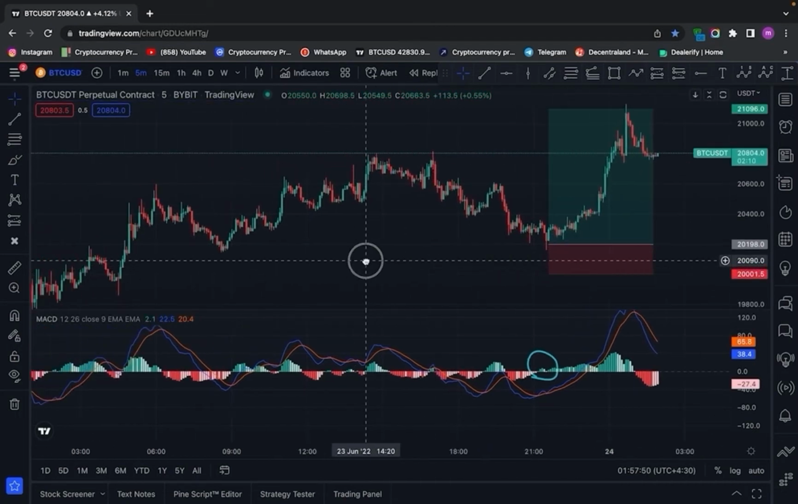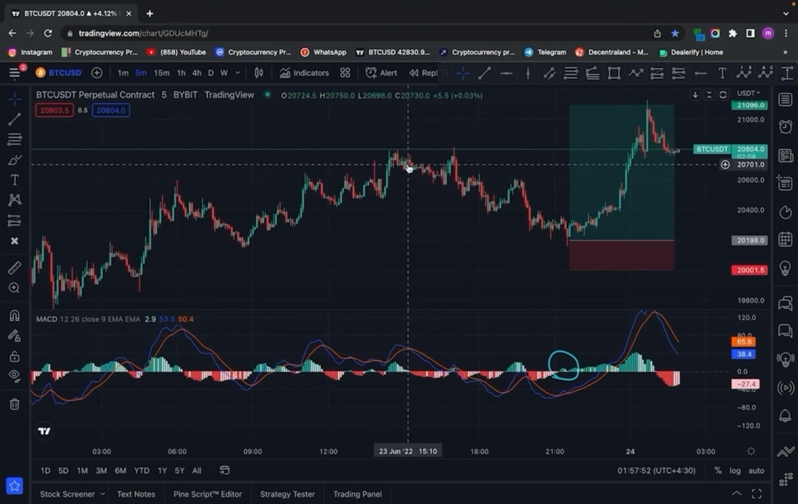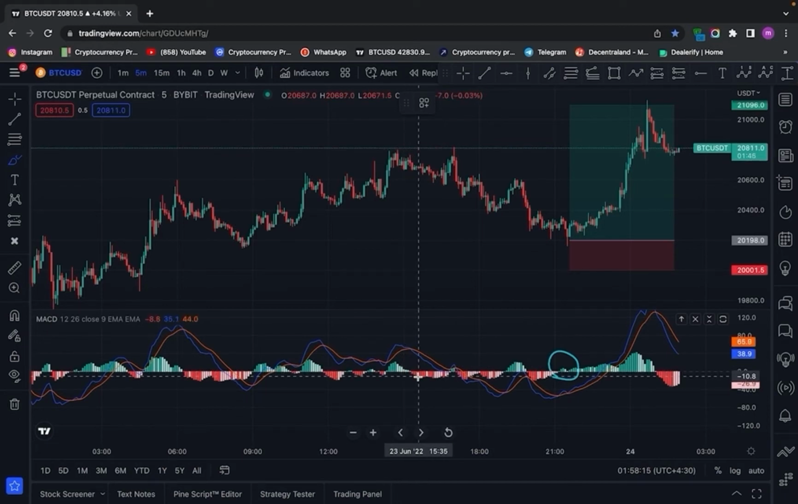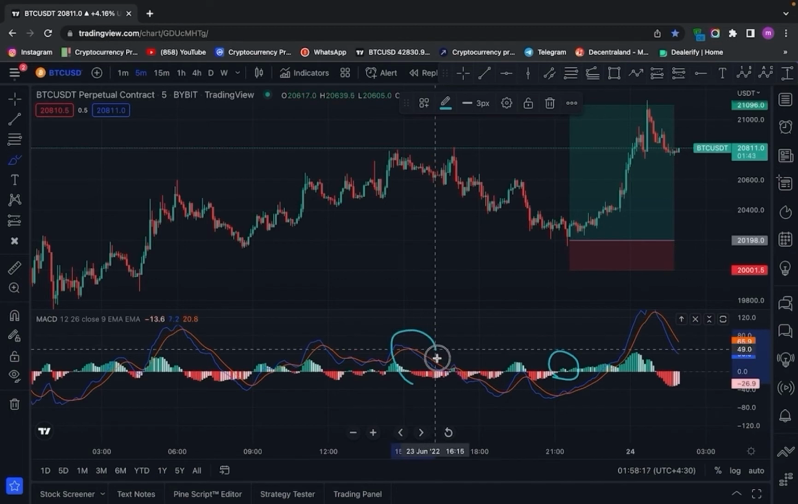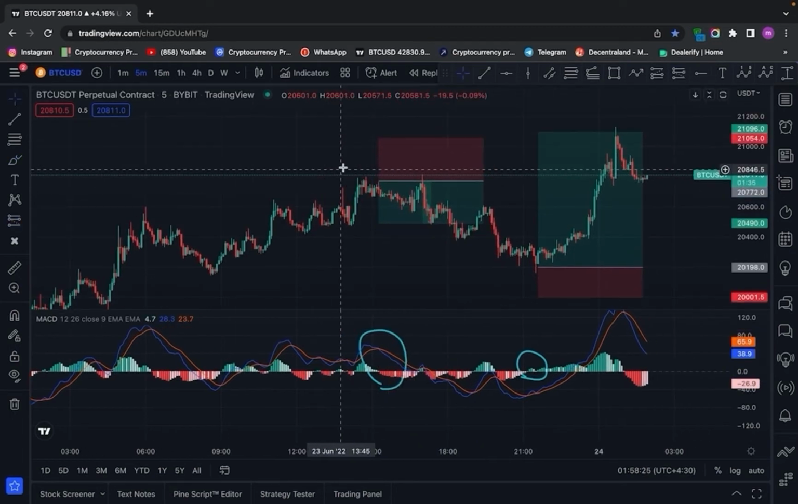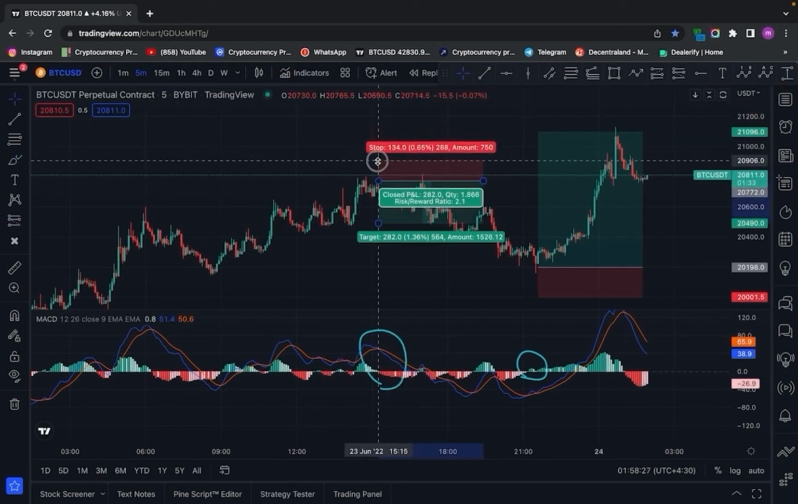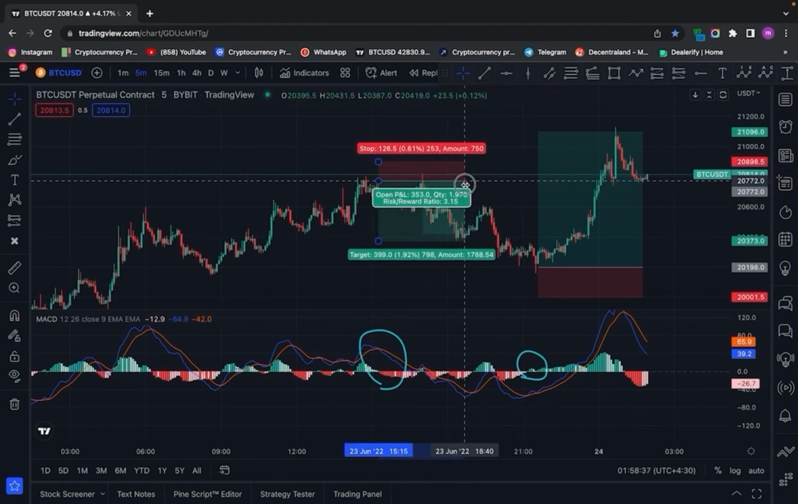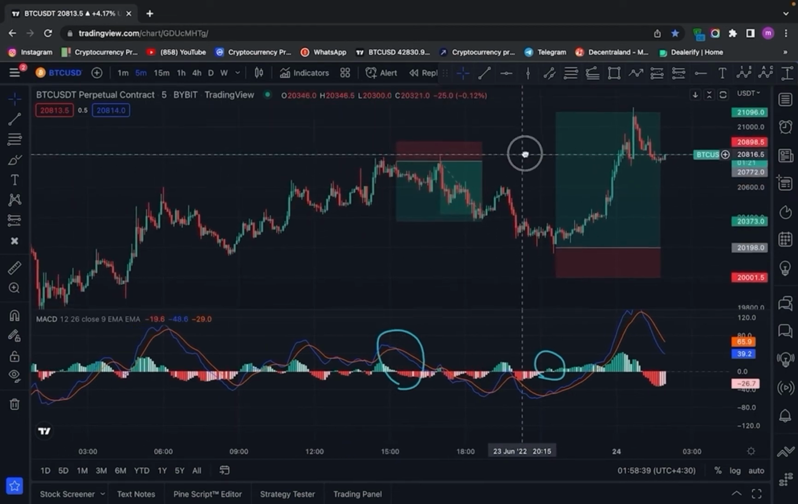Or for example, in another part of the chart, for example here, we see that the blue line crosses the orange line downwards, and here the color of histogram bars change from green to red. So here it gives us a sell signal. And we can enter a sell position here. And here we set our stop loss on the last ceiling and set the target here.